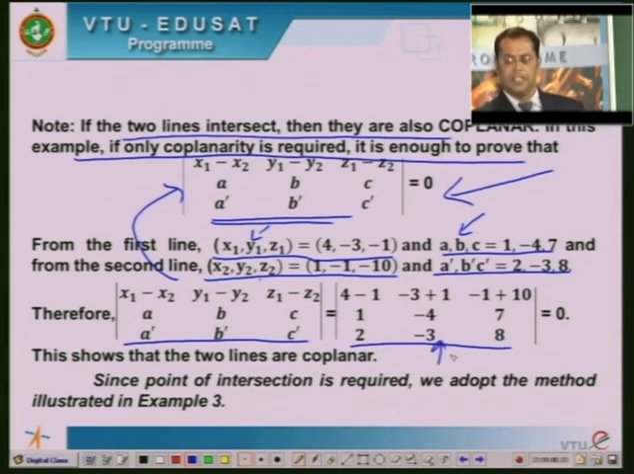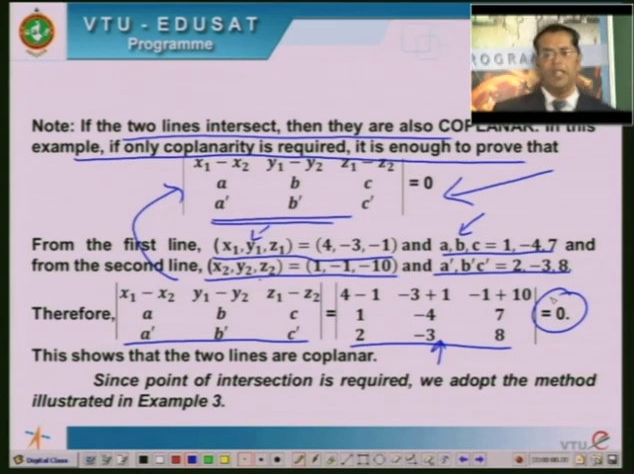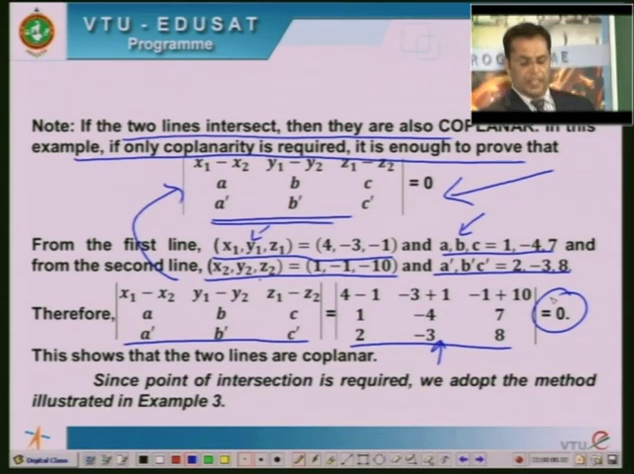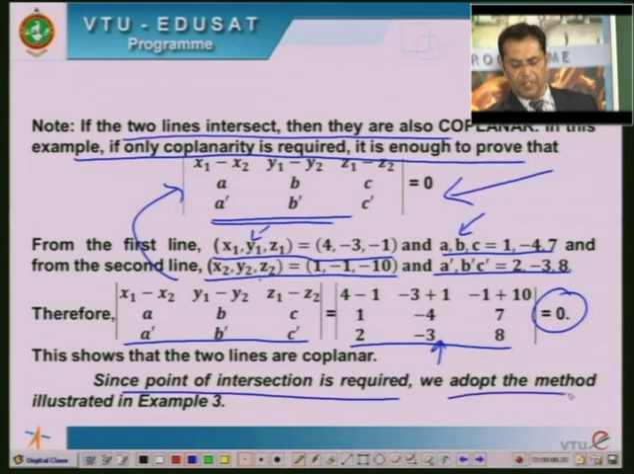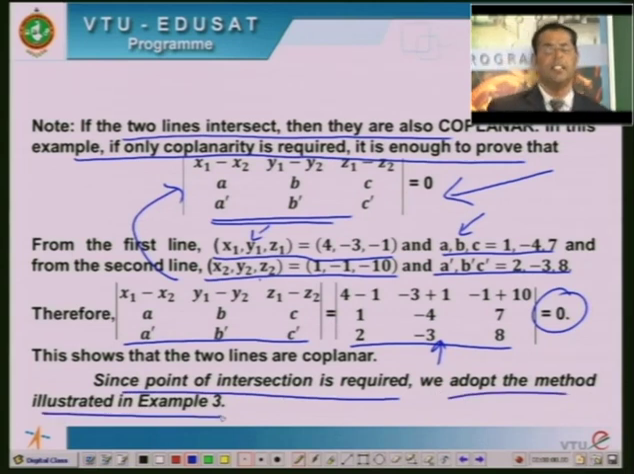On expansion, you will see that the determinant value is equal to 0. So, immediately it shows that the lines are coplanar. So, for coplanarity, the necessity of finding R does not arise. But since the point of intersection is required, we adopted the method illustrated in example 3, which was the previous example.